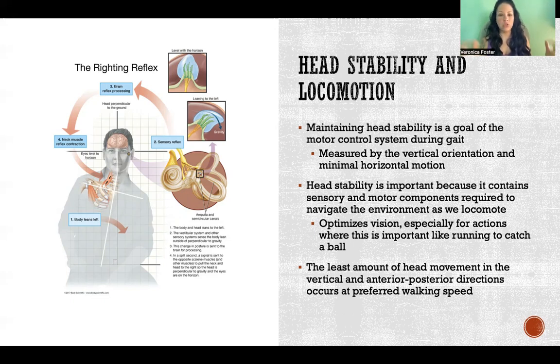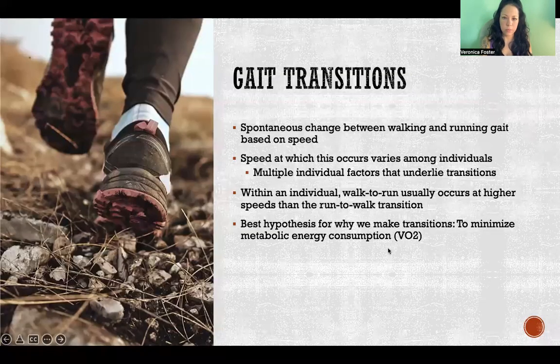The more we try to restrain head movement, the worse we are at it, really, and the more inefficient we are. But we naturally restrain our head movement at our self-selected preferred walking and running speeds. It's when we try to make somebody walk or run faster or slower than their self-selected pace that we see less efficiency and less ability to keep the head stable.